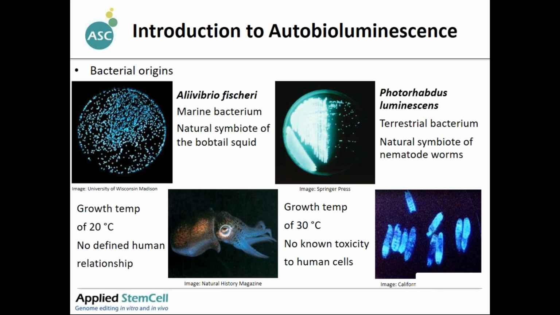This is because with an optimal growth temperature of 30 degrees Celsius, as opposed to 20 degrees Celsius for most of the marine species, the autobioluminescent signal from Photorhabdus luminescens is stable at human physiological temperature, 37 degrees Celsius. And there is currently no known toxicity of Photorhabdus luminescens to human cells.